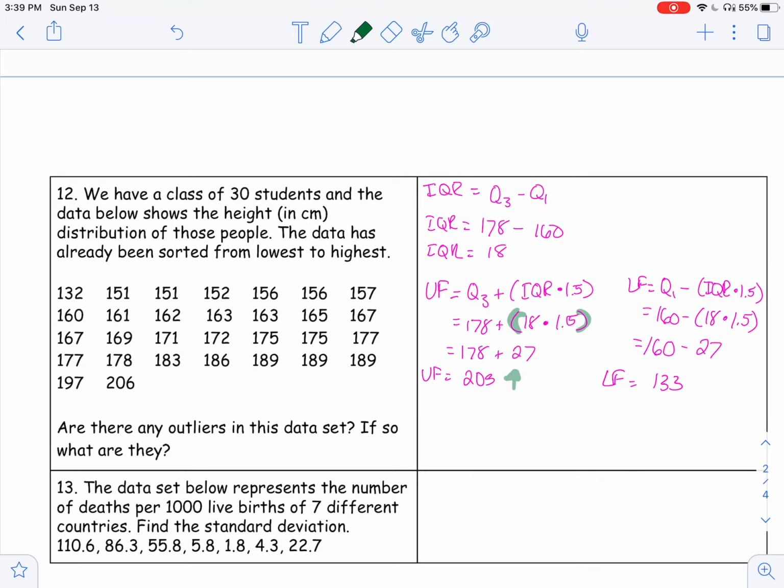So now what I have is an upper fence, and if any numbers are larger than the upper fence, it's an outlier. And I also have a lower fence, which tells me if any numbers are smaller than that lower fence, it's an outlier. So now I need to look at my data.